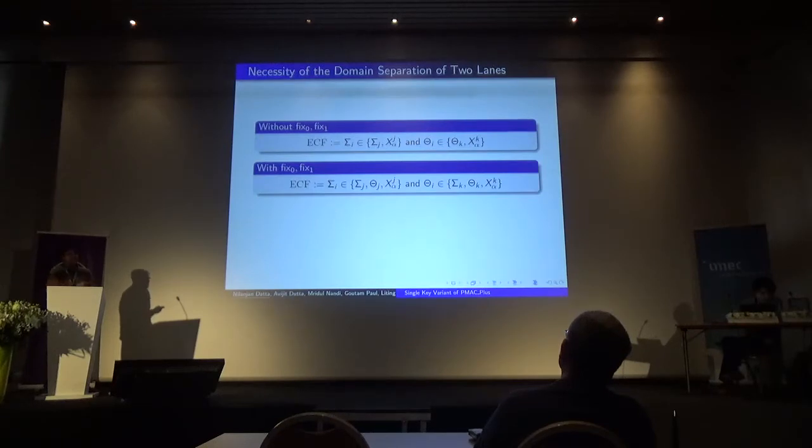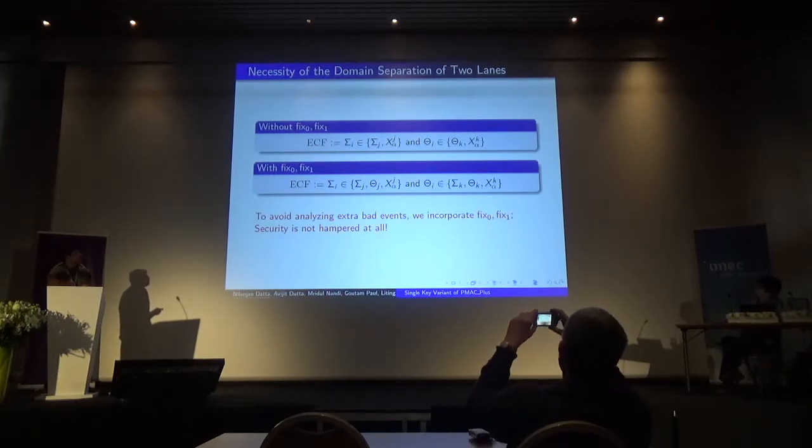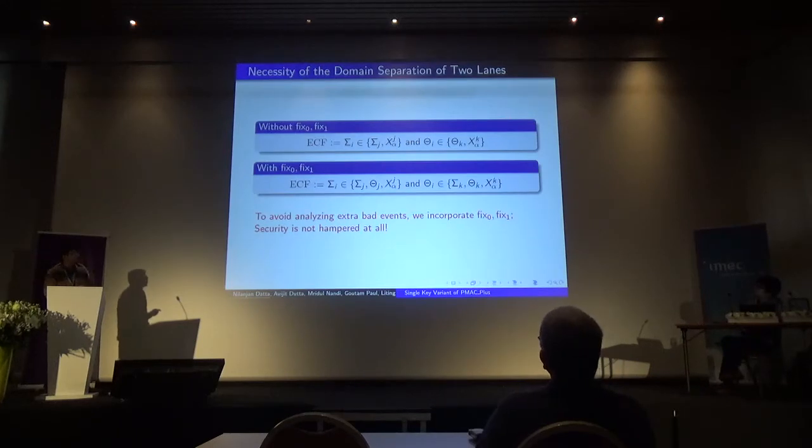So essentially this gives rise to 9 bad cases. Previously we had only 4 bad cases, and this rises to 9. Proving the bound for these bad cases is a bit tricky, because we have to deal with more bad cases, but it doesn't hamper the security at all. If we can deal with all these bad cases, we believe the same security bound will be achieved.